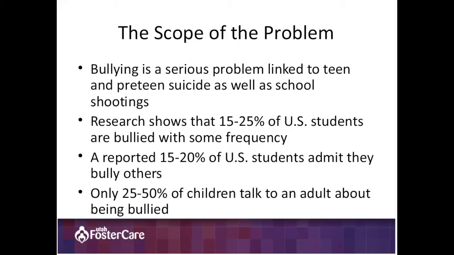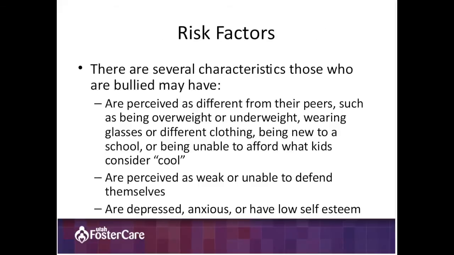So there are some important things for you as foster parents to know when we talk about the risk factors, the things that can make a child more prone to being bullied. There are several characteristics that a victim of bullying might have. They can be perceived as different from their peers, such as being overweight or underweight, wearing glasses or different clothing, being new to a school, or being unable to afford what kids consider cool.